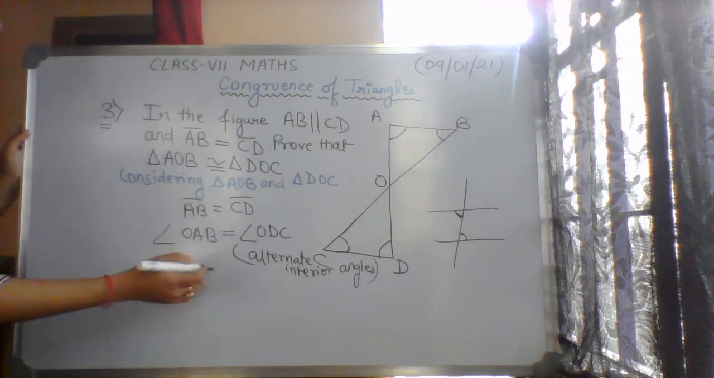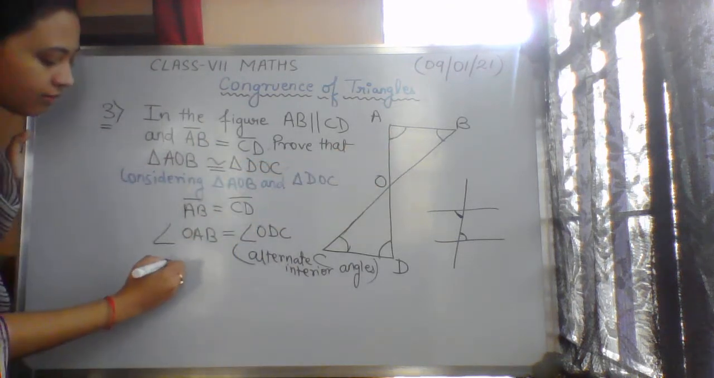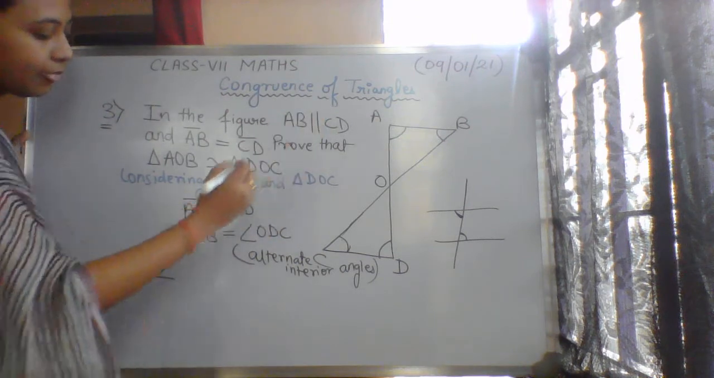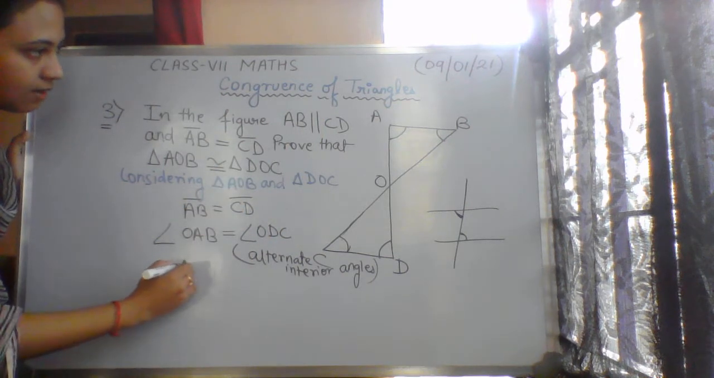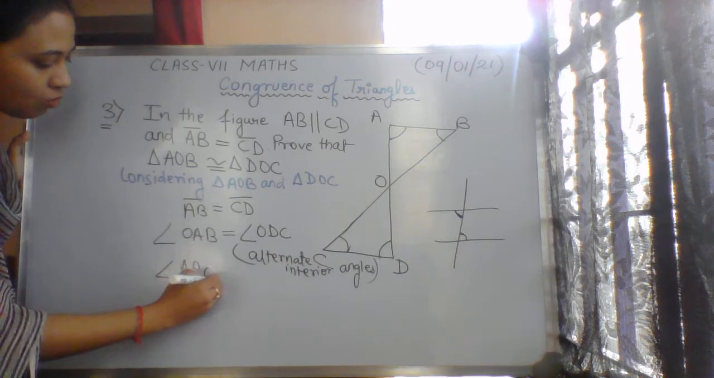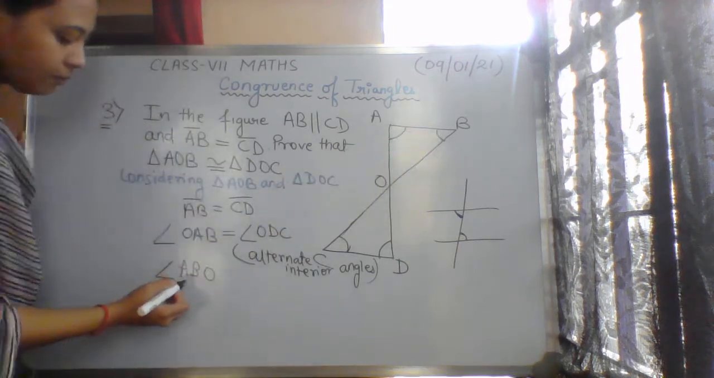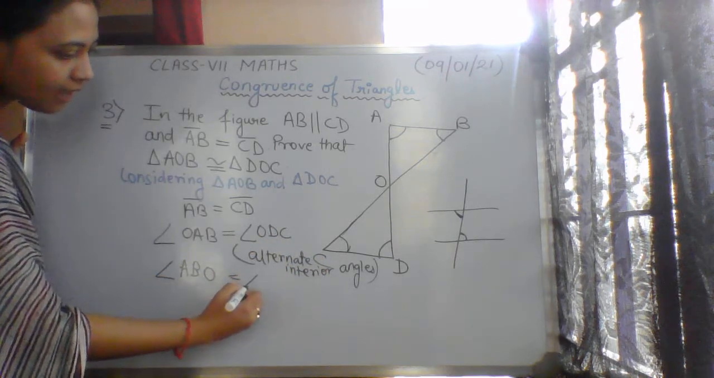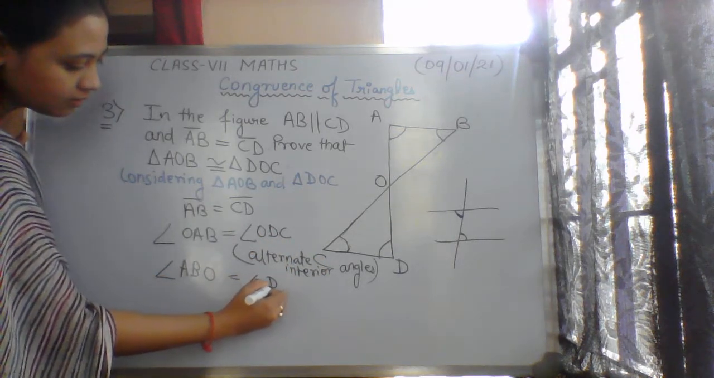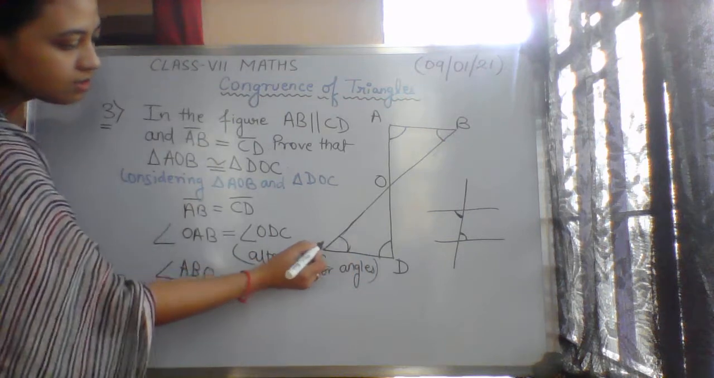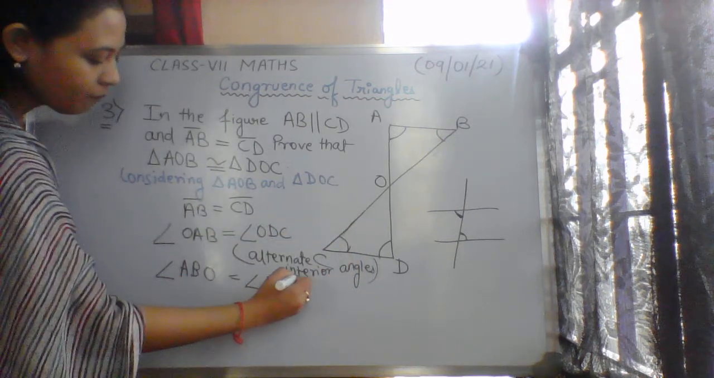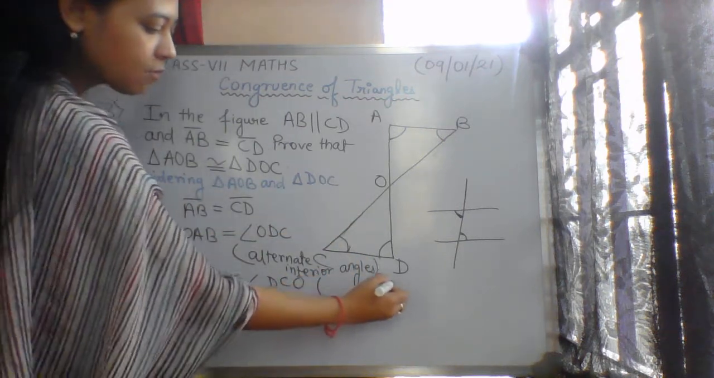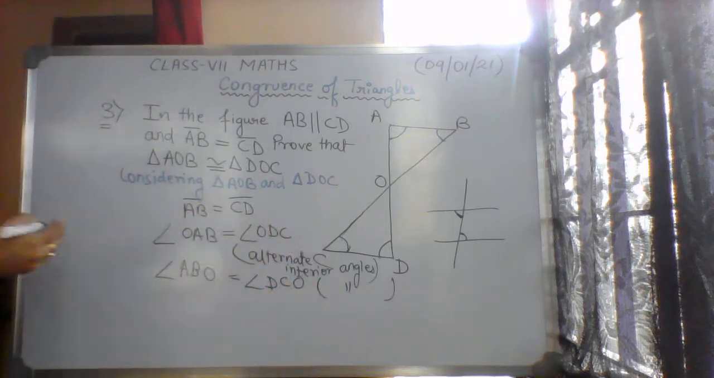So what we can write for this triangle: angle ABO is equal to angle DCO. The reason you have to write in brackets is alternate interior angles. Okay, so are you getting anything from this?